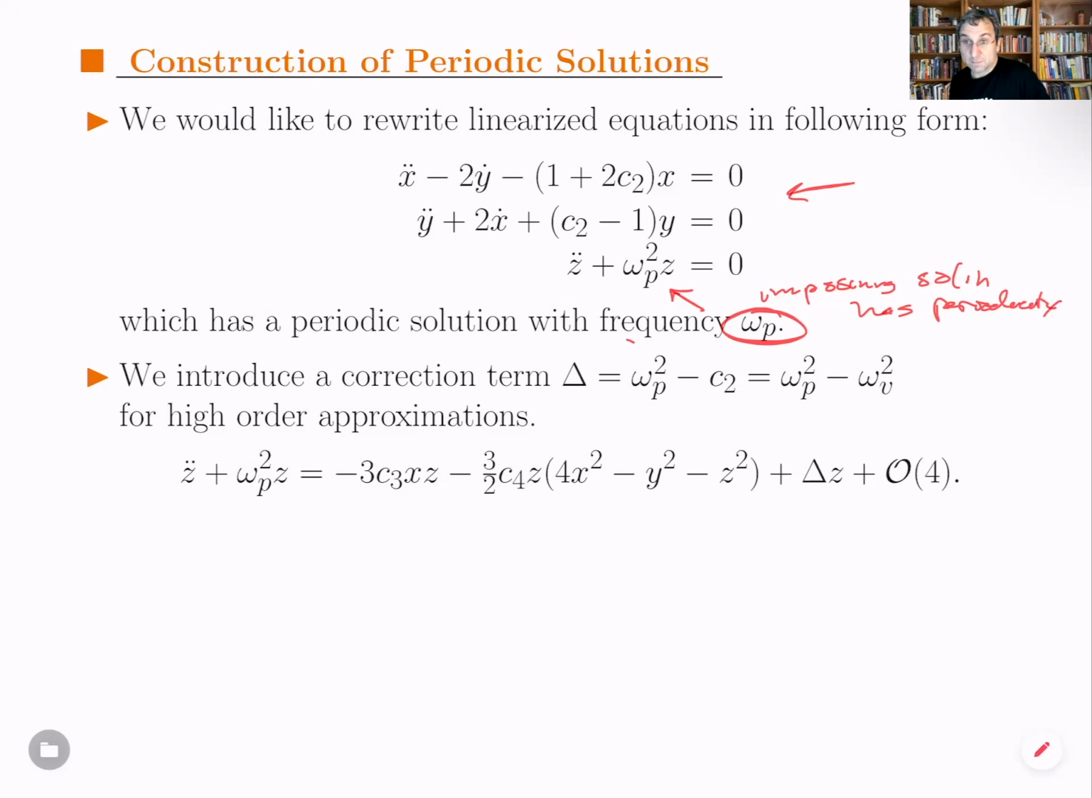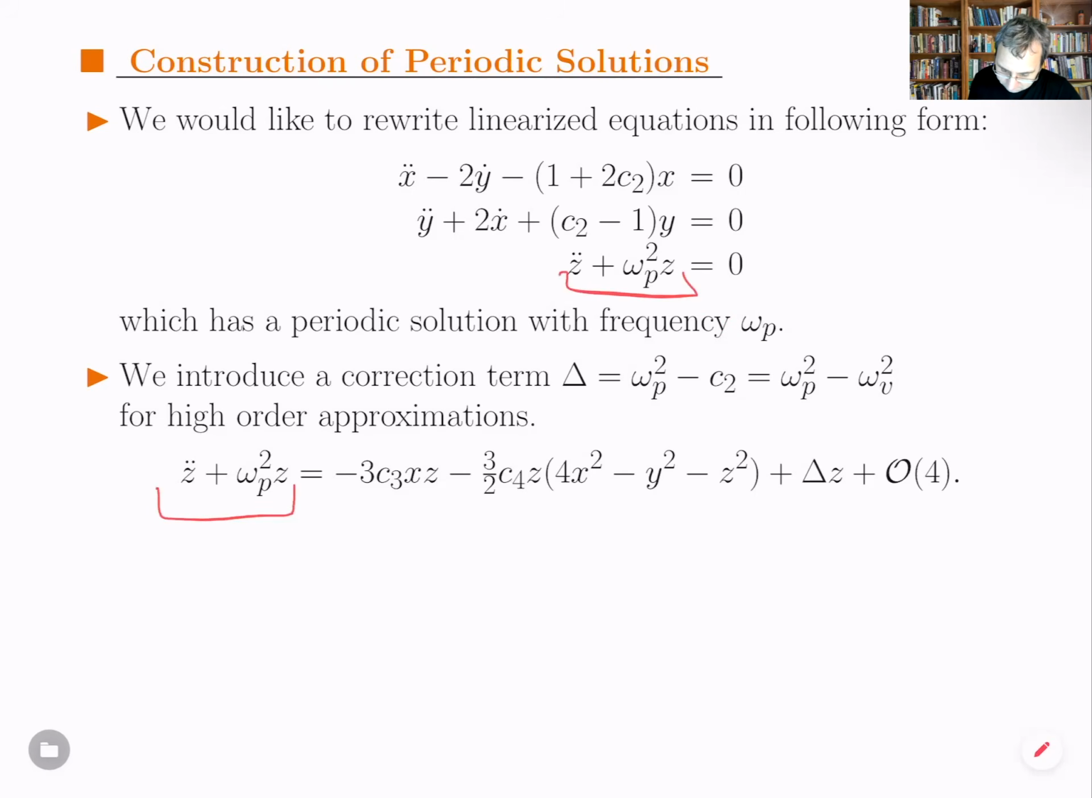Now, for bookkeeping purposes, we're going to have to take this into account somehow. So if we go back to the Z equation, this is what we just wrote up here, but we're including this term that takes into account that there is some difference between omega p squared and omega v squared. We're just calling that delta. So this is delta times Z. These are the nonlinear terms. And now we're including another linear term.